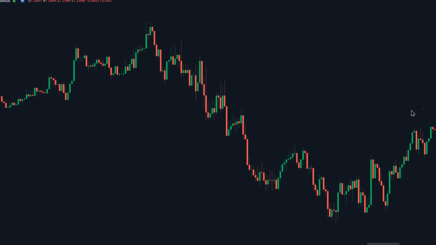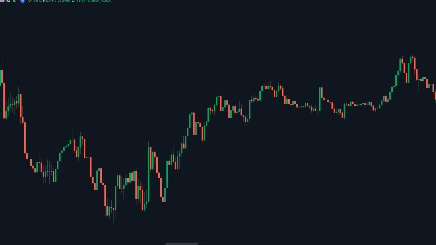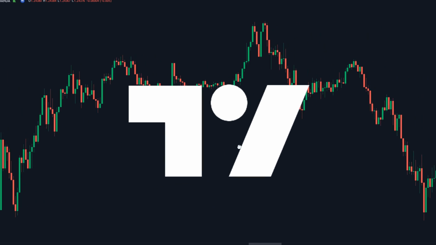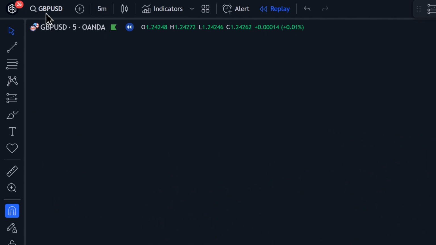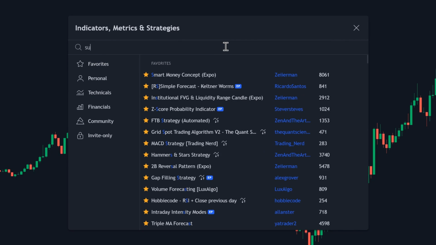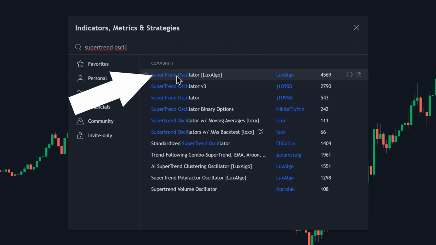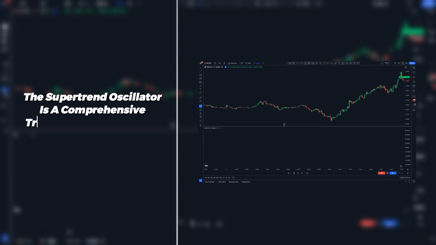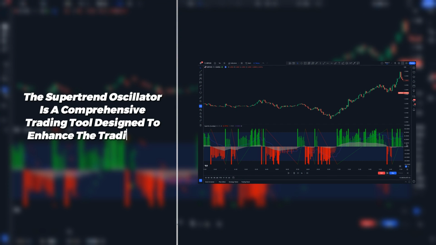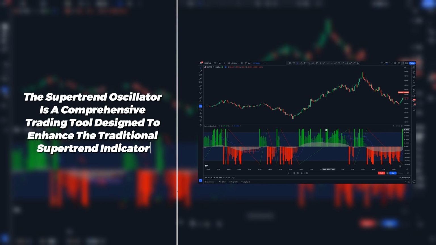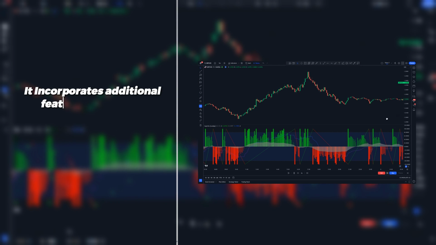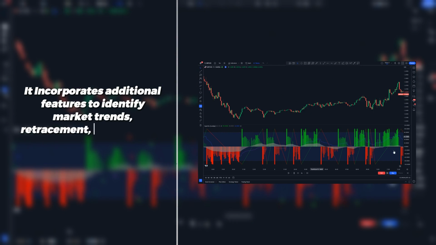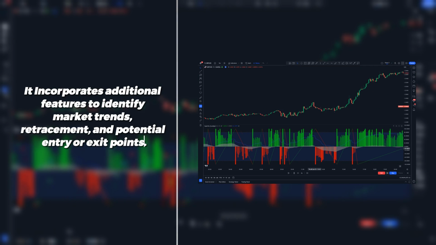Let's get into it. Now, to add this indicator to your chart, you're gonna go to TradingView and then load the 5-minute time frame of GBP USD. Then click on Indicators and type in SuperTrend Oscillator. This one created by LuxAlgo. Now, the SuperTrend Oscillator is a comprehensive trading tool designed to enhance the traditional SuperTrend indicator. It incorporates additional features to identify market trends, retracements, and potential entry or exit points.